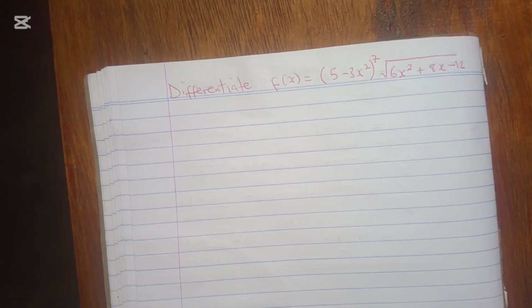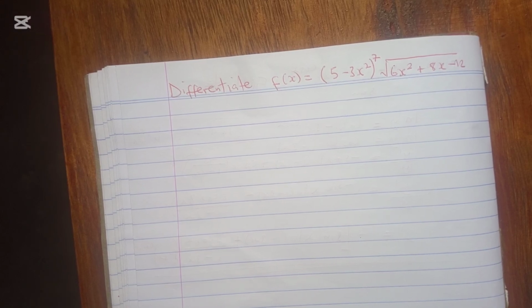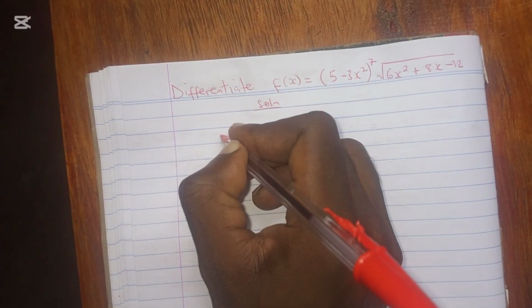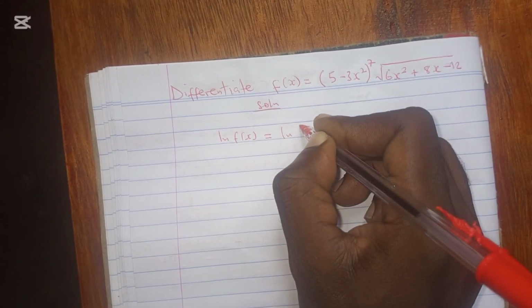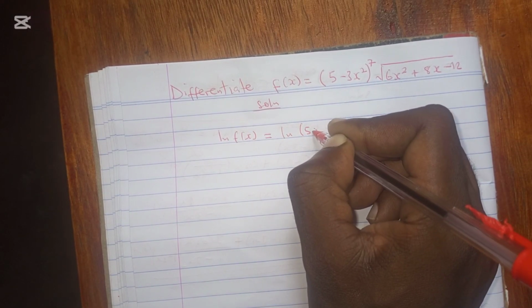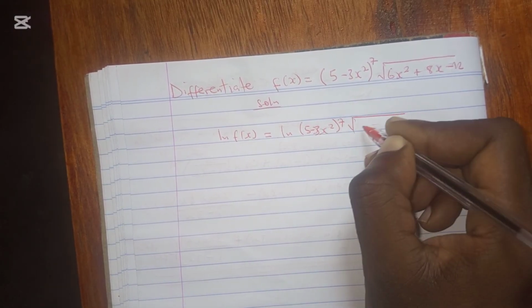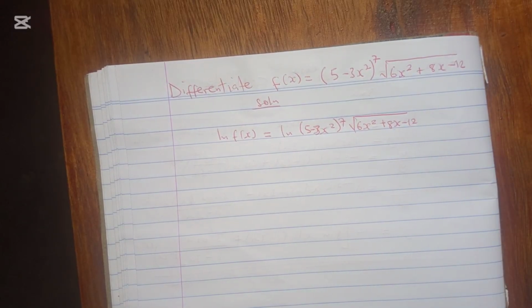So for the next example, we are given f of x being equal to (5 minus 3x squared) raised to the 7th power, and the square root of (6x squared plus 8x minus 12). So we are proceeding to introduce natural logarithms both sides. So we're going to have the natural log of f of x being equal to the natural log of (5 minus 3x squared) power 7, then the square root of 6x squared plus 8x minus 12.